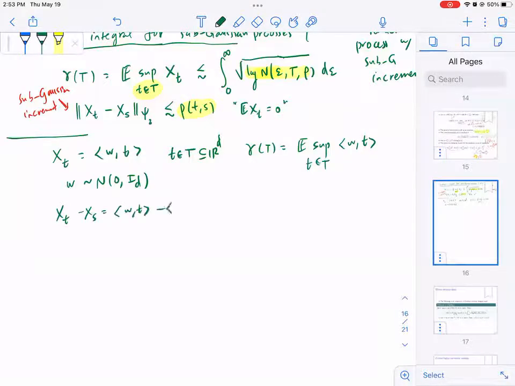Yeah. Constant value of that. t minus s on the inside of the product. Cauchy-Schwarz. Okay. So t minus s is then your metric.